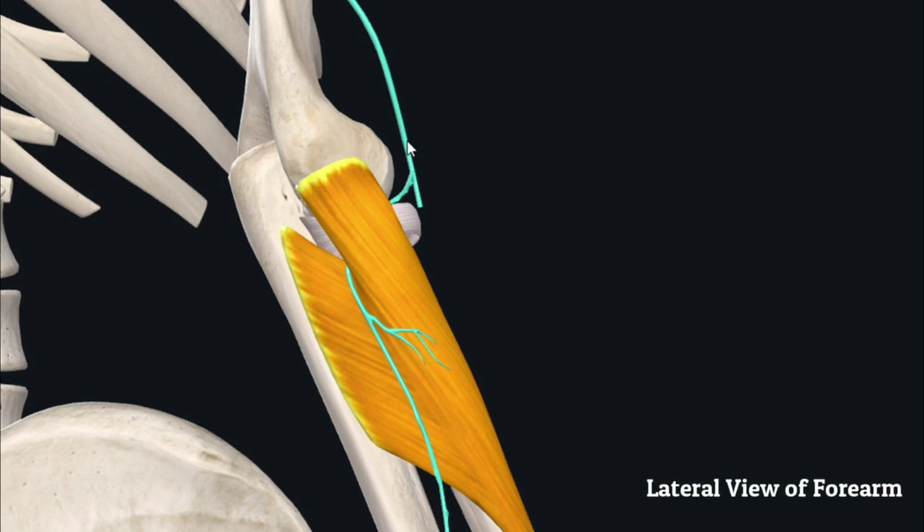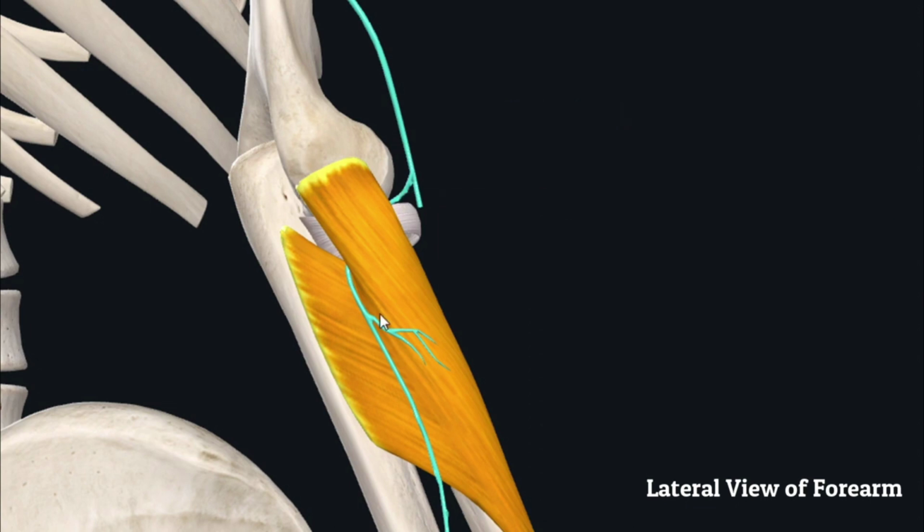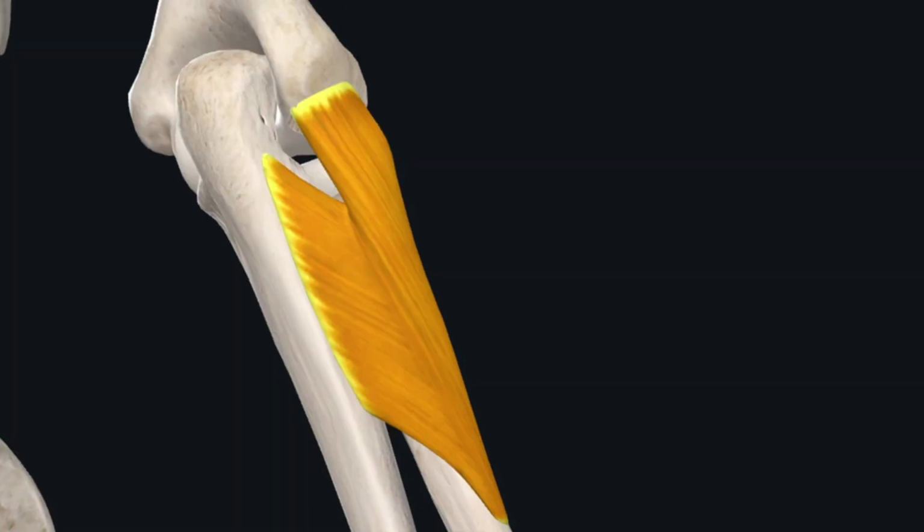Now we see the lateral view of the forearm. This nerve is called the radial nerve and it further divides into the deep branch of the radial nerve. This deep branch of the radial nerve is also called the posterior interosseous nerve of the forearm. Here, this nerve gives a muscular branch to the supinator muscle. So this is all about the supinator muscle of the forearm.